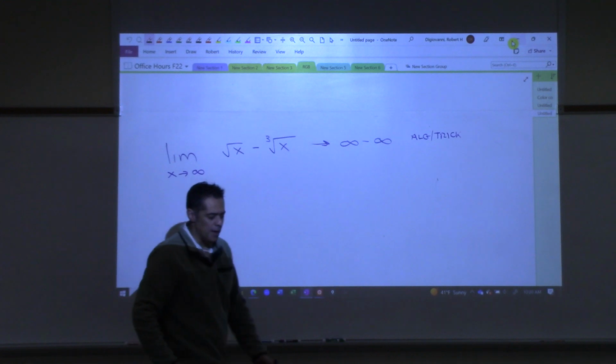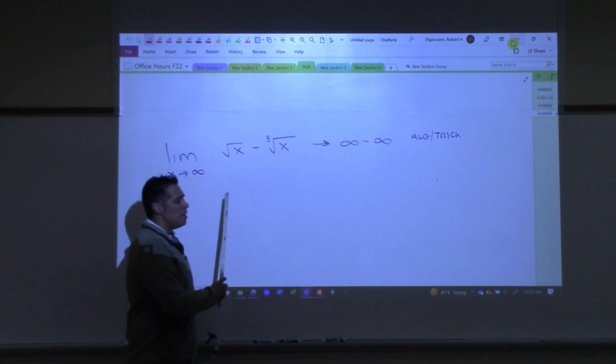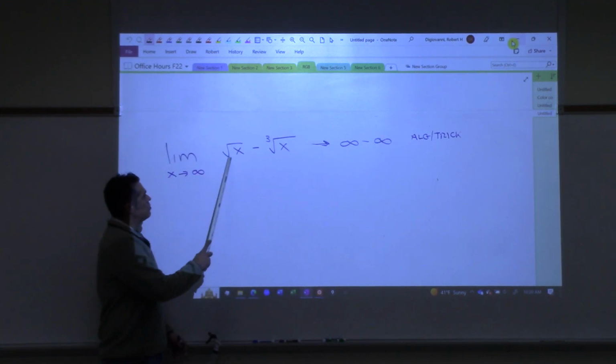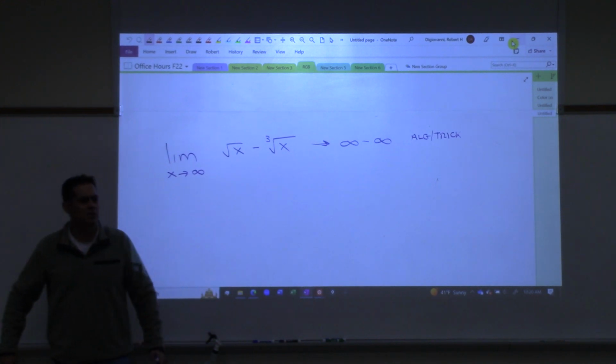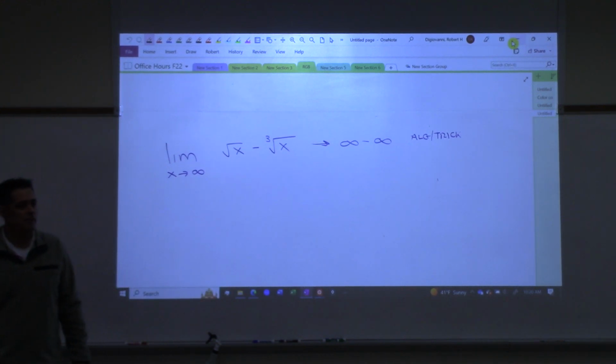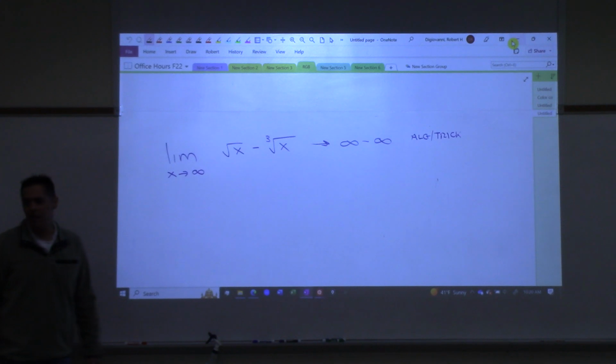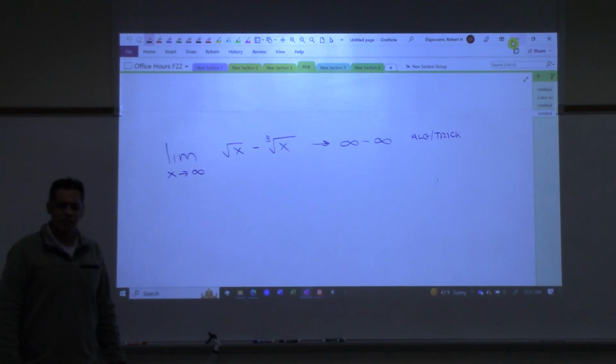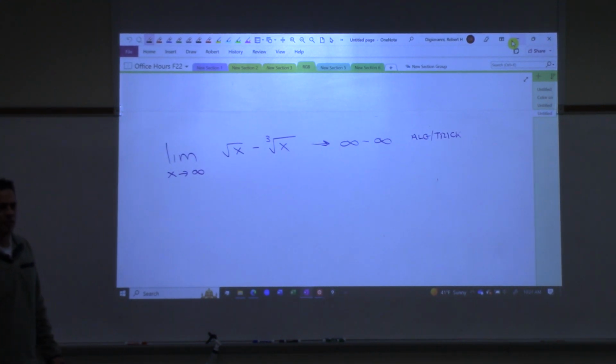Who do you think's going to win this battle? Which one of these do you think is bigger? Square root of x or cube root of x? Which one's bigger, as x gets huge? You think square root of x is bigger? I agree. I think square root of x should be bigger. So the answer should be positive infinity. But you need to convince me.